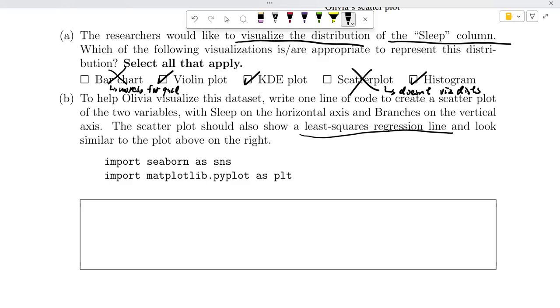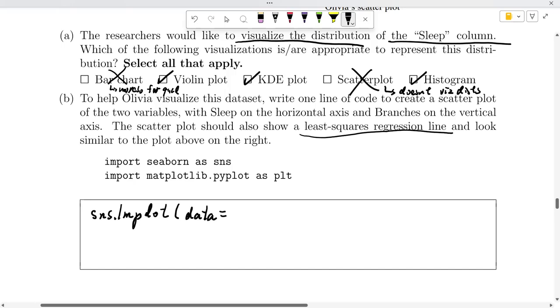Or you can also plot two different plots together using PLT, but that's more tedious, so we use the solution version. SNS.lmplot, which is the particular function we use here. So for this function, you put in the data, which its name for data is called production. X is equal to the column name at the x-axis, so sleep. And y is equal to branches.